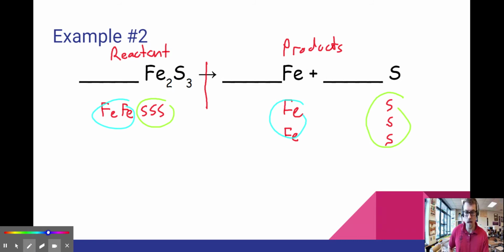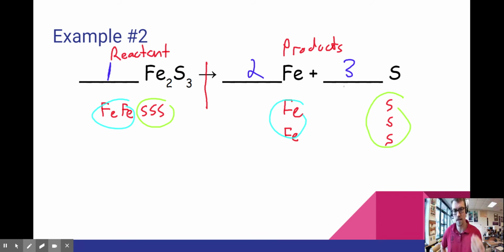Final step, we need to go in and write in our coefficients. We just have one Fe2S3. I have 2 Fe's and I have 3 sulfurs. So this is now a full balanced chemical reaction.